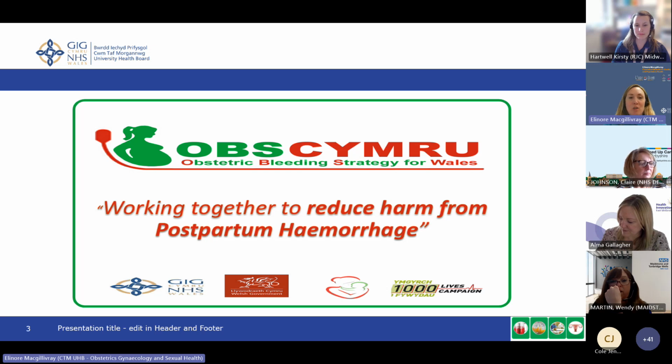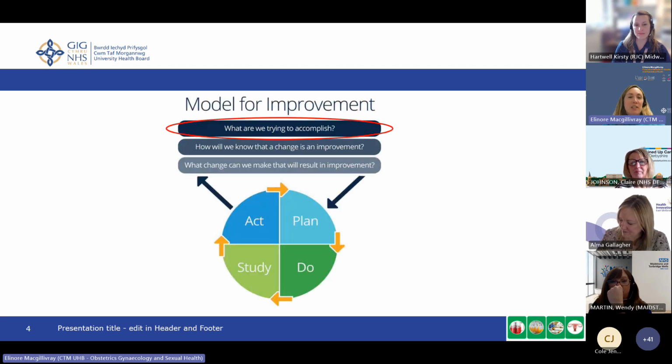So our aim was working together to reduce harm from postpartum hemorrhage. When I reflect on it now, that is quite a vague aim. There's nothing particularly smart about that aim. It was an idea of somebody who saw that there was an issue in Wales and thought, right, we need to work together to reduce harm. But how do you begin to quantify what harm looks like? So firstly, using the model for improvement, we had to be more specific about exactly what we were trying to accomplish and how you know that you've reduced harm.